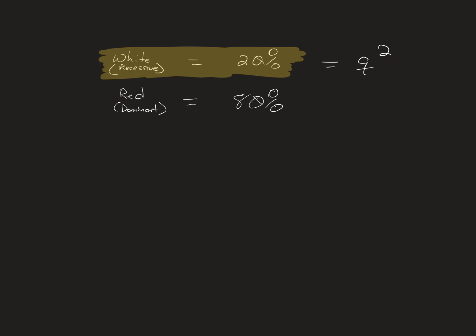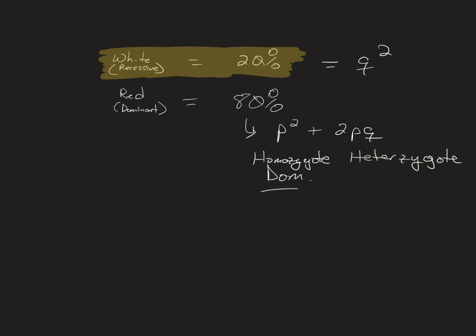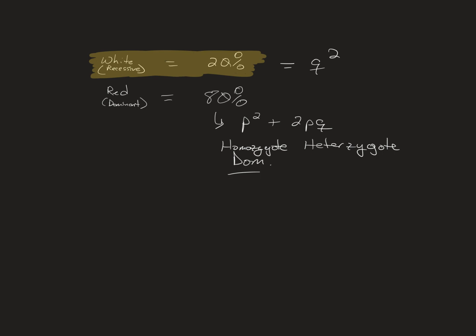Now, why is the dominant so hard? Because that 80% is P squared plus 2PQ. It's the heterozygote and the homozygote dominant. All right? So it's the two together. You can't tell the difference, right? If I look at a red flower, how do I know if it's homozygous dominant or heterozygous? I don't.